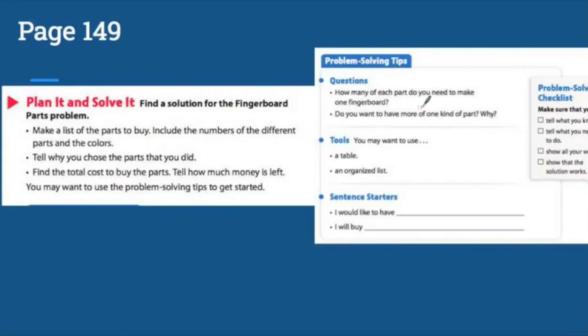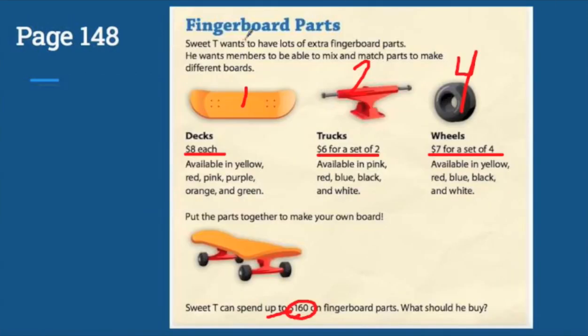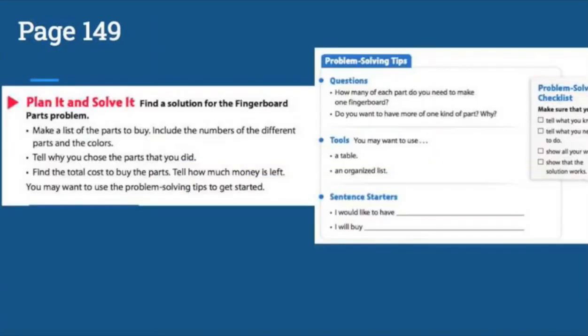And do you want to have more of one kind of part, and why? You need to think about whether something is going to break. Do you want extra wheels just in case? What if your board breaks? Fingerboard is very similar to skateboard, just very little, and they're done with boards. He says he wants to have a lot of extra parts. So as long as you can make one, you can choose how much extra you have, as long as you don't spend more than $160.